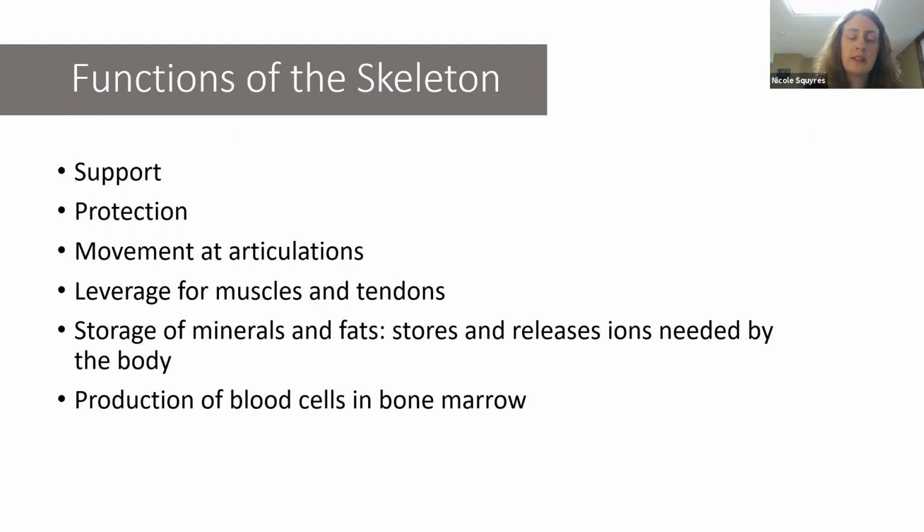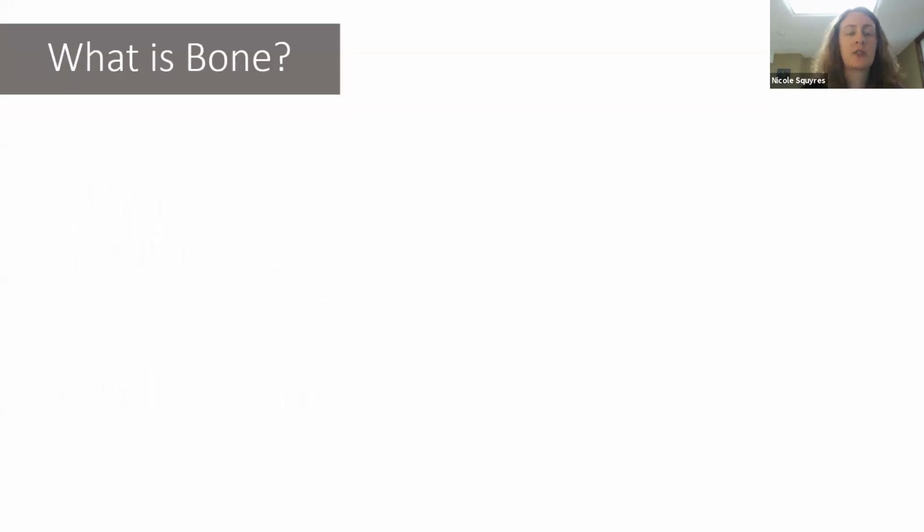And then finally, the skeleton is also going to function in the production of blood cells because the production of blood cells occurs in our bone marrow. So let's take now a look at the structure of bones, what actually makes bones, so we can sort of connect that back to function.